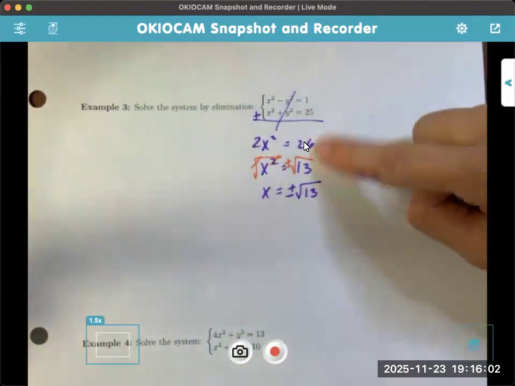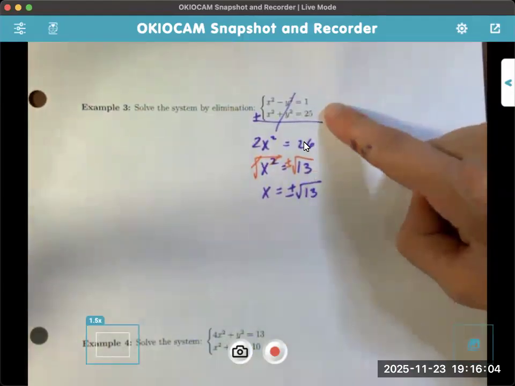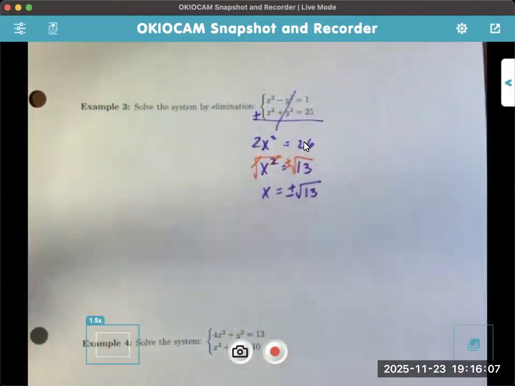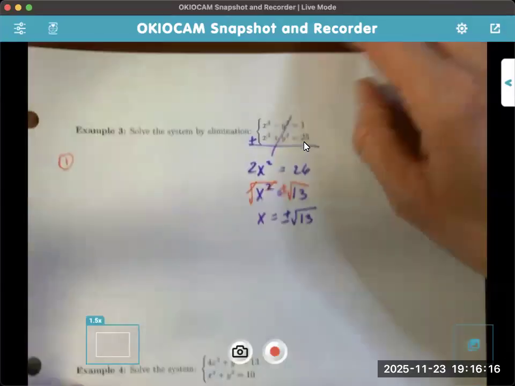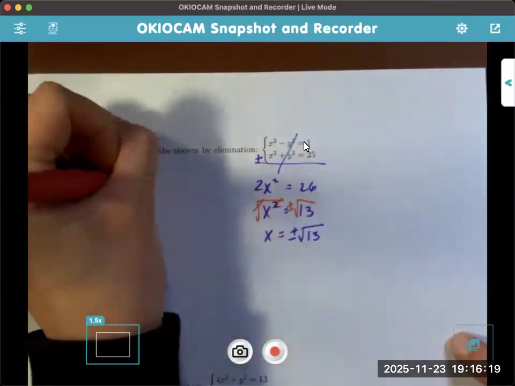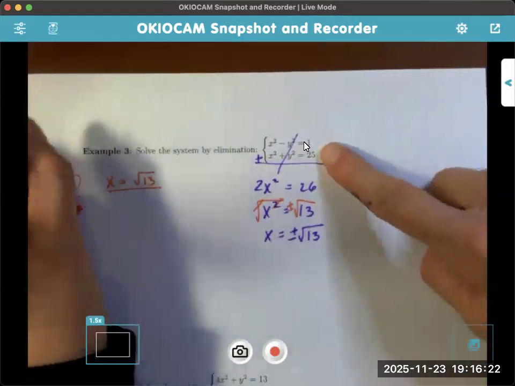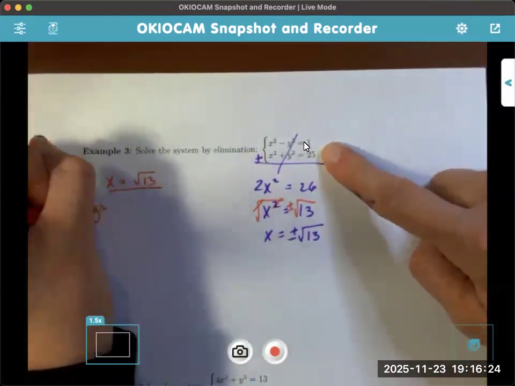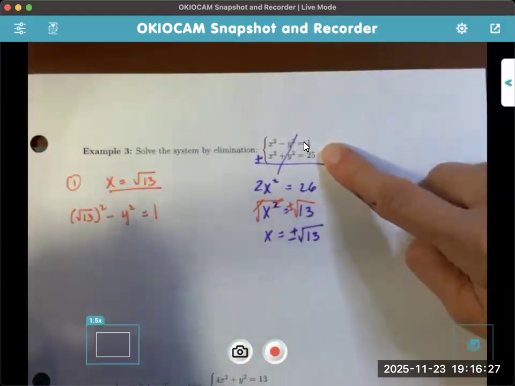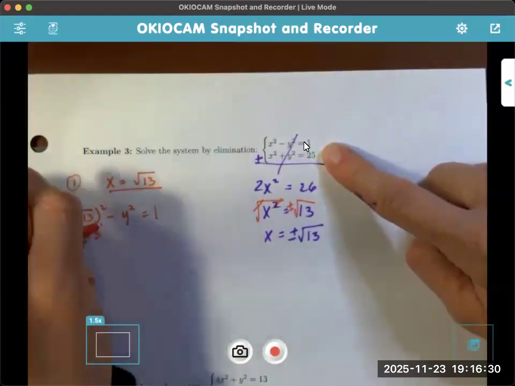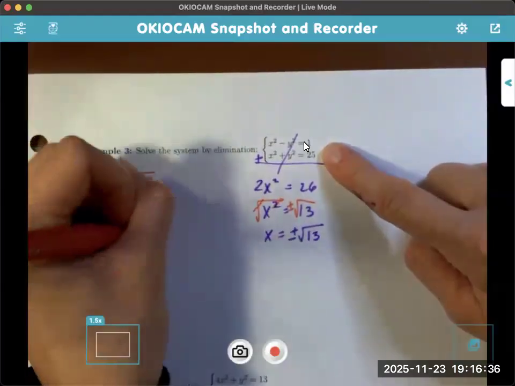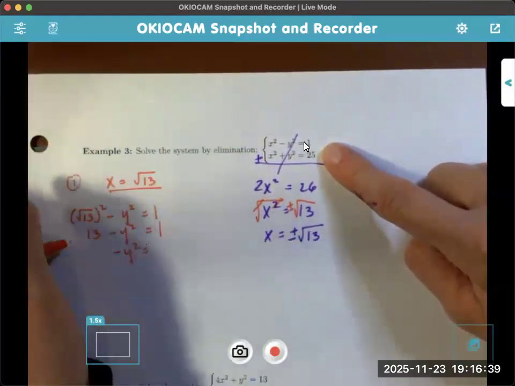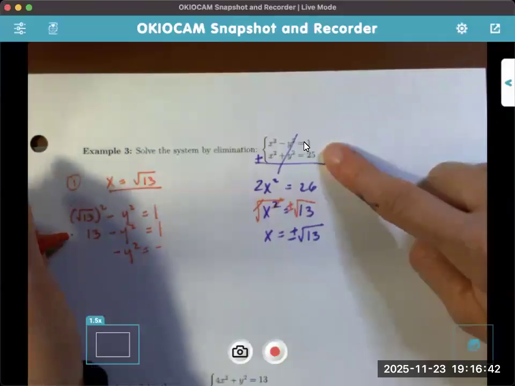So we go back and we can use either version. It doesn't matter. Well, I'll just use the top one. x squared minus y squared equals 1. So we go back to equation 1 and say, okay, well, if x equals just positive root 13, then this says that root 13 squared minus y squared equals 1. So this is 13, right? A square root times a square is just the number inside, minus y squared equals 1. So negative y squared is equal to what? Negative 12?